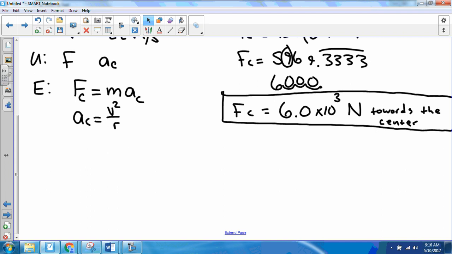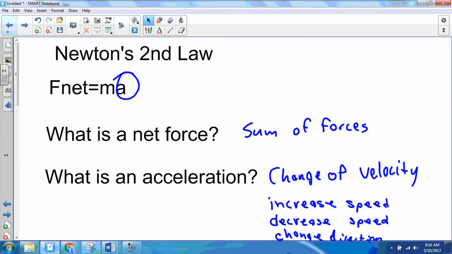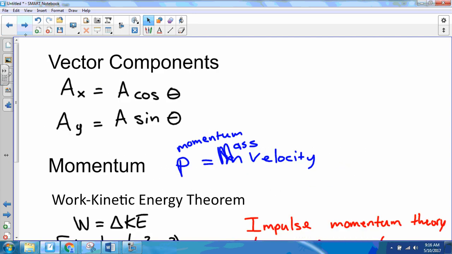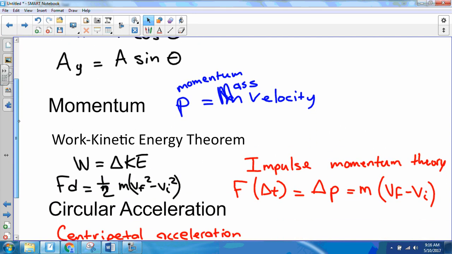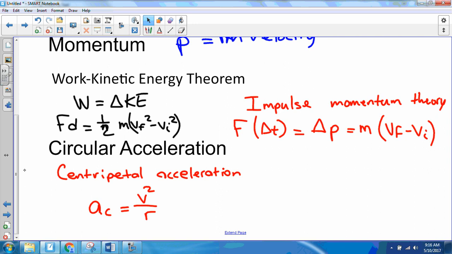All right, so let's recap what we've talked about today. We did components of vectors, we did momentum, the work-kinetic energy theorem, the impulse-momentum theorem, even though I forgot about it for a second, and circular acceleration, and that is all we have.